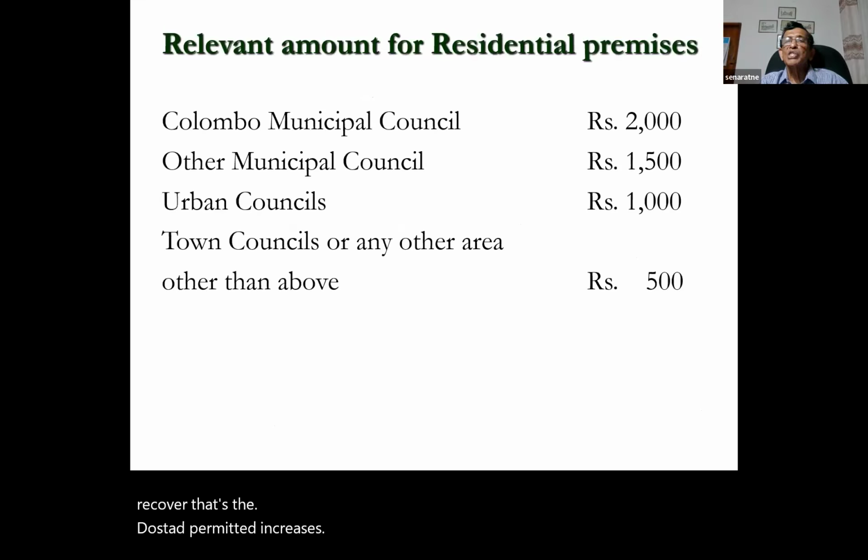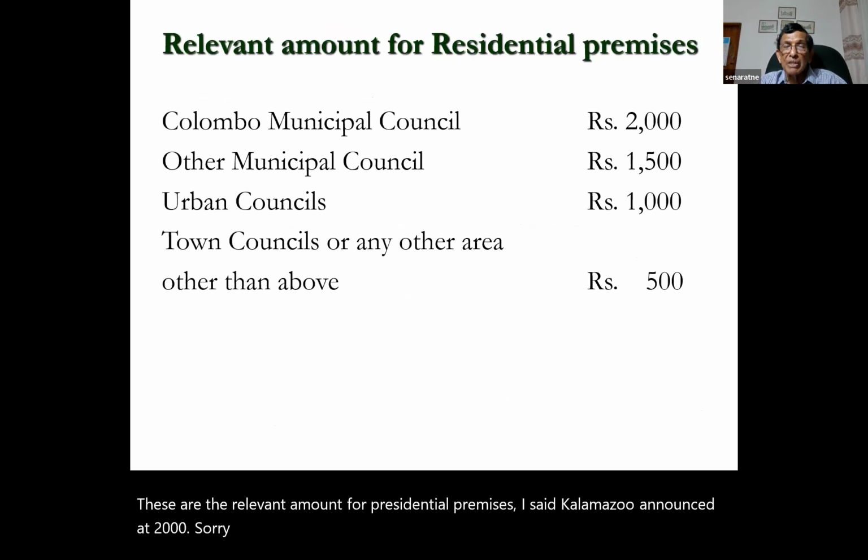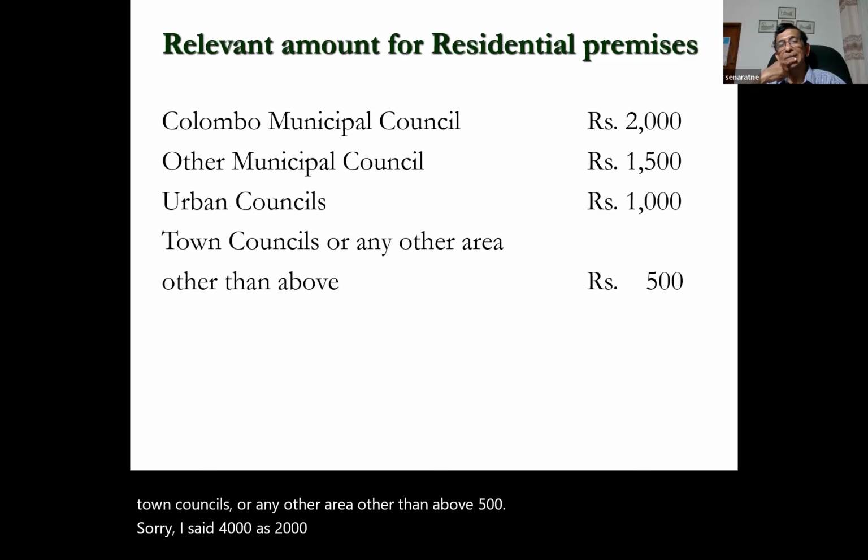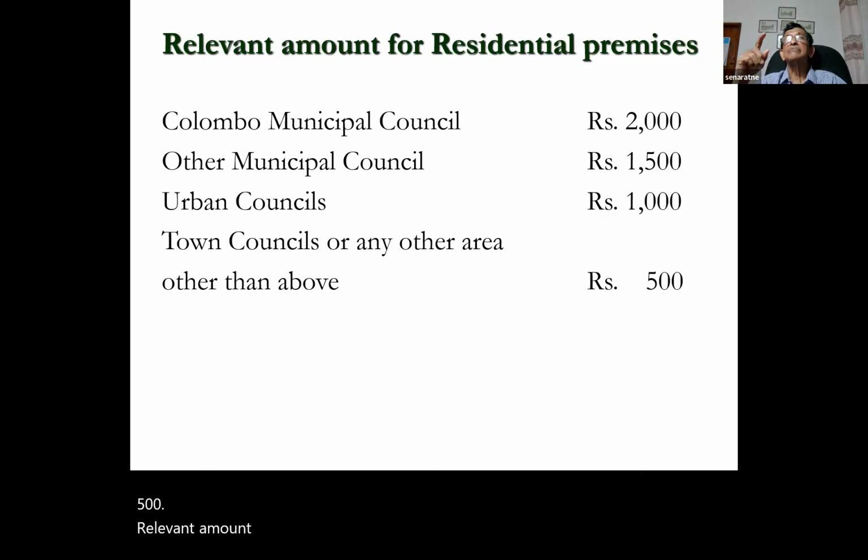These are the relevant amounts for residential premises. I said Colombo Municipal Council 2,000. Sorry, I said 4,000 as 2,000. Colombo Municipal Council 4,000, other municipal councils 1,500, urban councils 1,000, and Pradesha Sabhas 500. Those are the relevant amounts for residential premises as at 1/1/1969. Take those 2 dates also into your head.